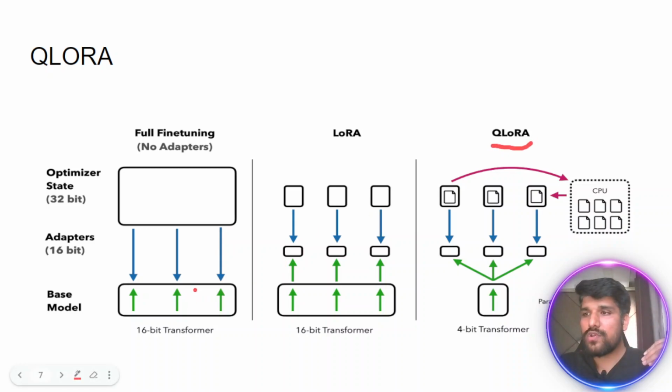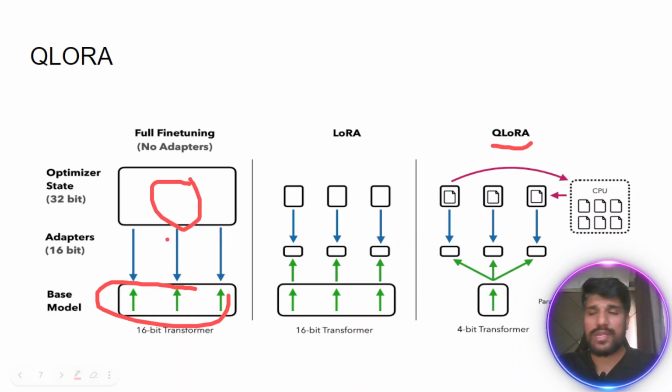Now generally we know that the base model is a 16-bit model. It is a 16-bit transformer model. On top of that we have an optimizer of 32-bit, and these are the adapters. Again it requires 16-bit. So this is called full fine tuning, and we are not using any adapter.